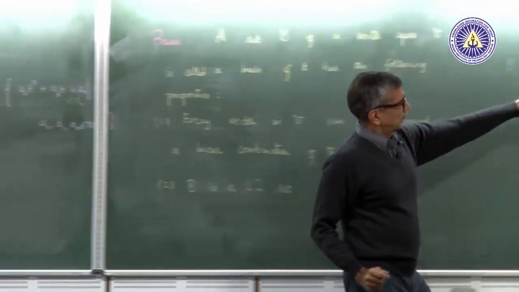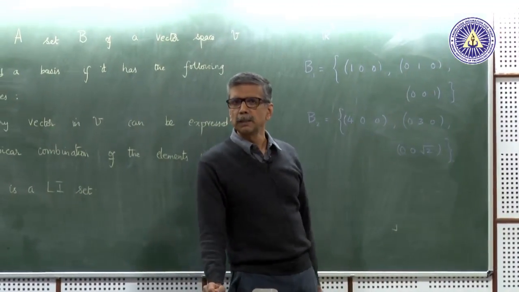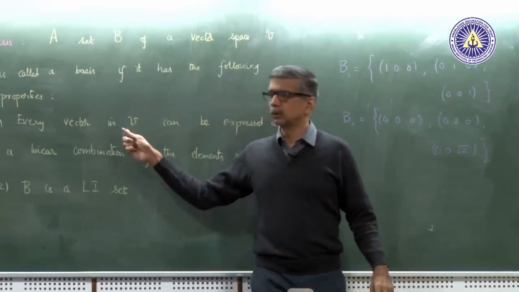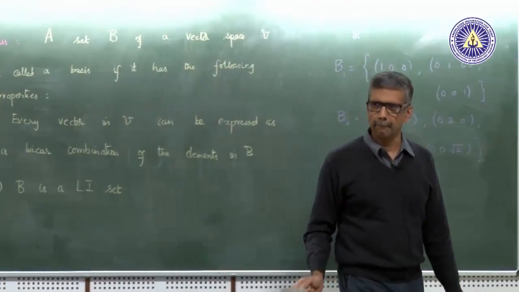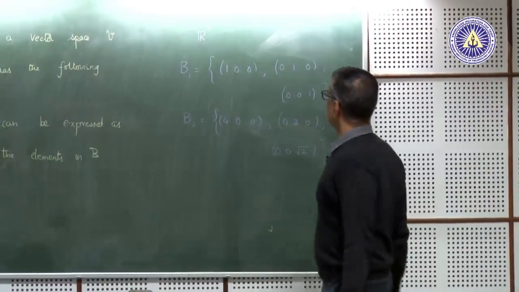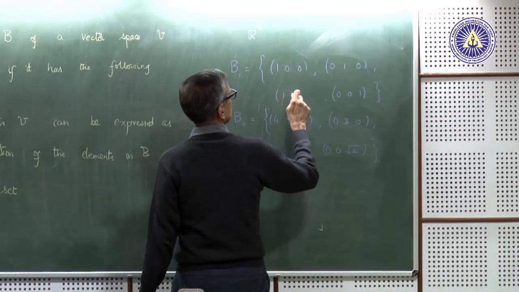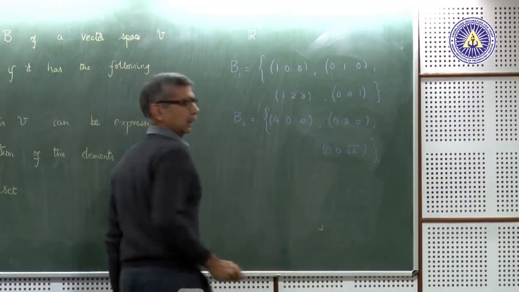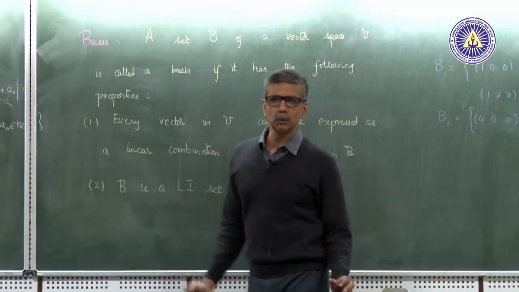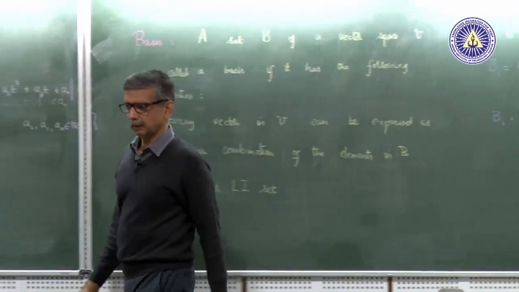Suppose I had removed this element here, would that still be a basis? Which of these rules would it violate? First one, it would violate the first one. Now suppose in addition to this I had another vector, would that still be a basis? No. Which of these rules would it violate? The second one, right? It would not be linearly independent.